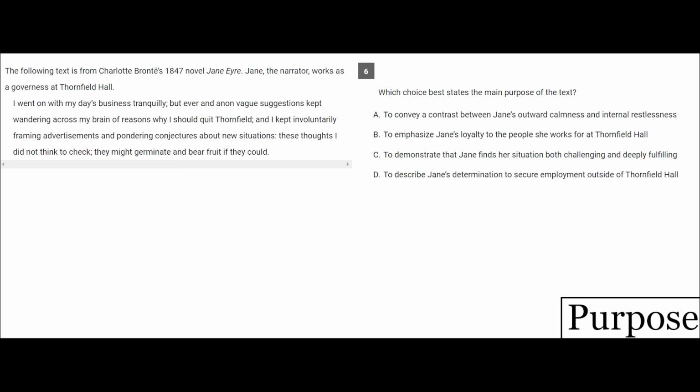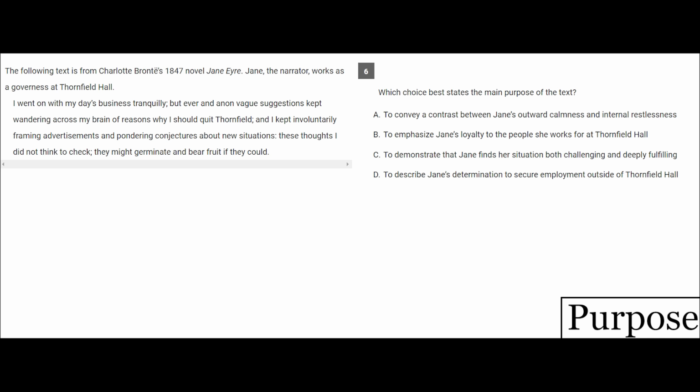The next type of questions are purpose questions. You first want to skim the text, and as you read it, ask yourself what insight it gave you as a reader. Are they trying to convey, emphasize, demonstrate, or describe something? Once you think you know, look at the answer choices and apply a test phrase to see if it matches.